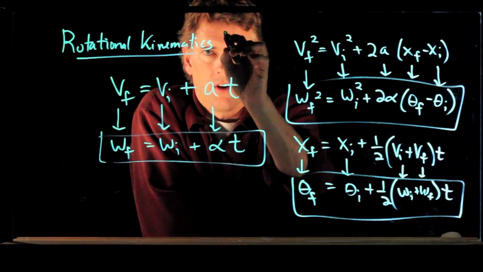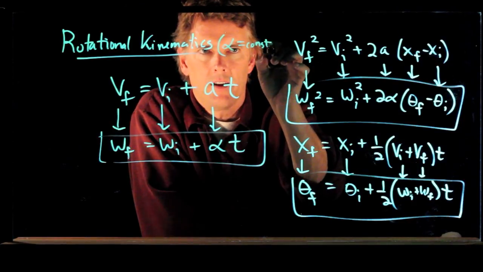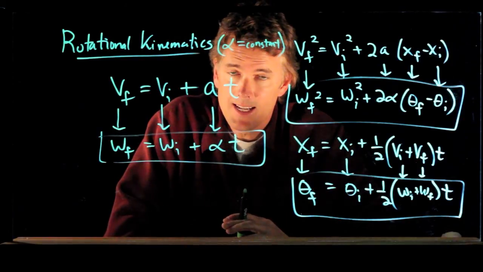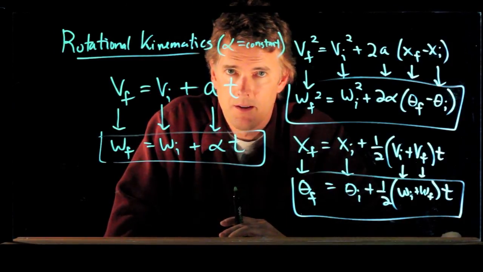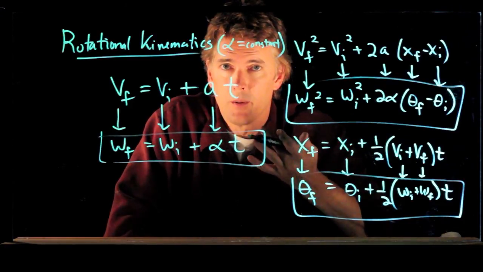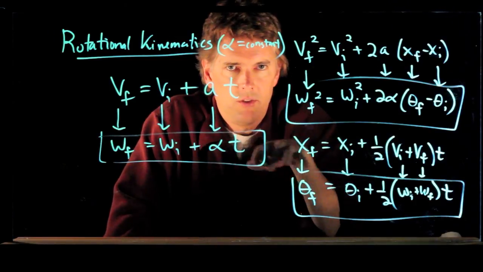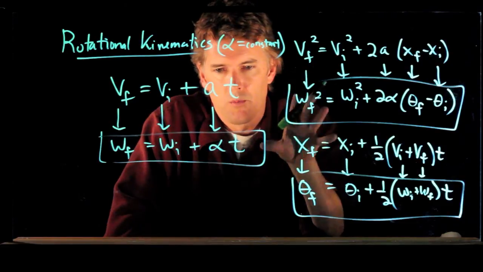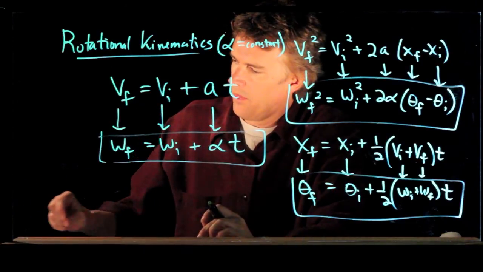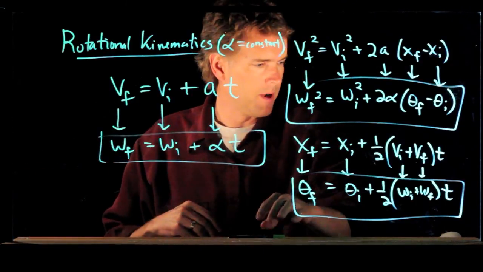Rotational kinematics, all these equations, only work if alpha is a constant. Okay? If alpha is not a constant as a function of time, then these equations don't work. Now, a constant could mean alpha equals 0, but it just means that it can't change as a function of time. Okay? You have to look at regions of constant alpha. Okay, so with this in mind, let's take a look at an example problem.